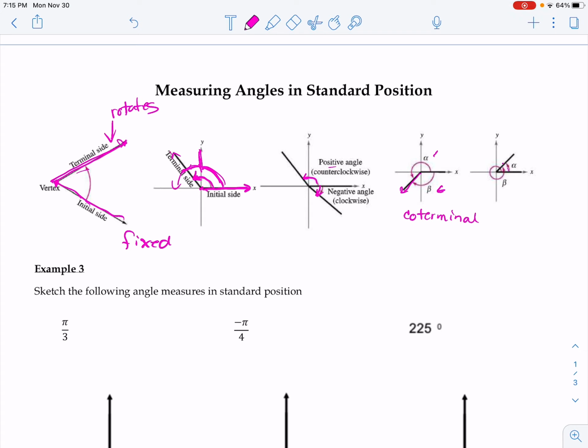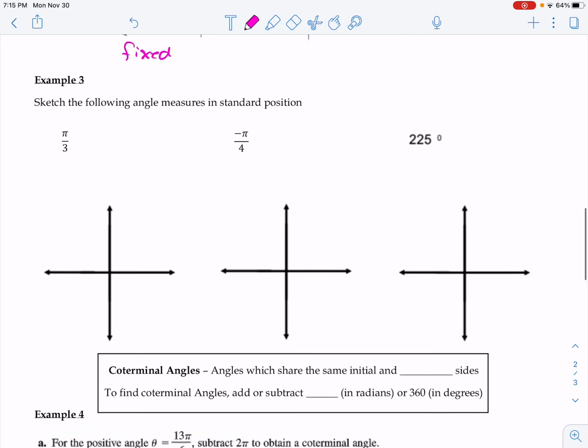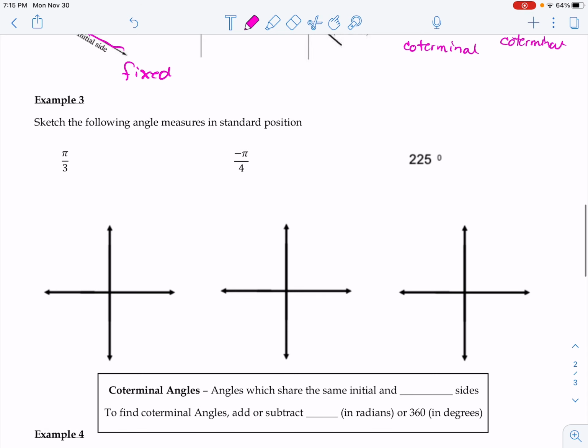And once and go around twice, that's also coterminal. Okay, sketch the following. Pi over 3. Now remember, from here to here is pi. So I need a third of it. Okay, a third. If you multiply it times 180 over pi, that's 60 degrees. So it's right here.